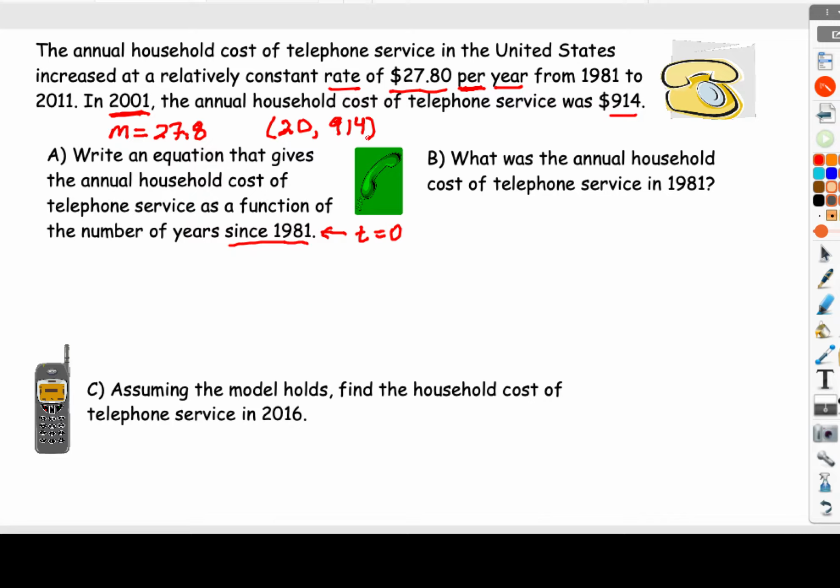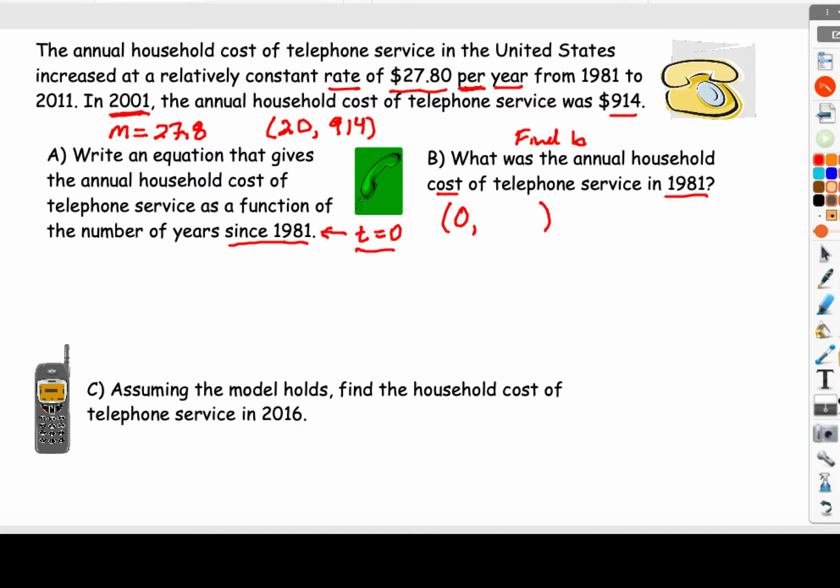Well, in that case, we know a point and we know a slope. So if we want to write an equation, I'm going to need to find the b value. Now I'm going to read ahead a little bit because in order to figure out where to write all my stuff down, you'll notice I don't have a lot of room on my page here. Notice that part B asked a very kind of interesting question. What was the annual household cost of telephone service in 1981 at t equals 0? Well, that would essentially mean that when we plug in 0, I want to find this cost, right? That's basically saying find the y-intercept, or what this is saying is find b.